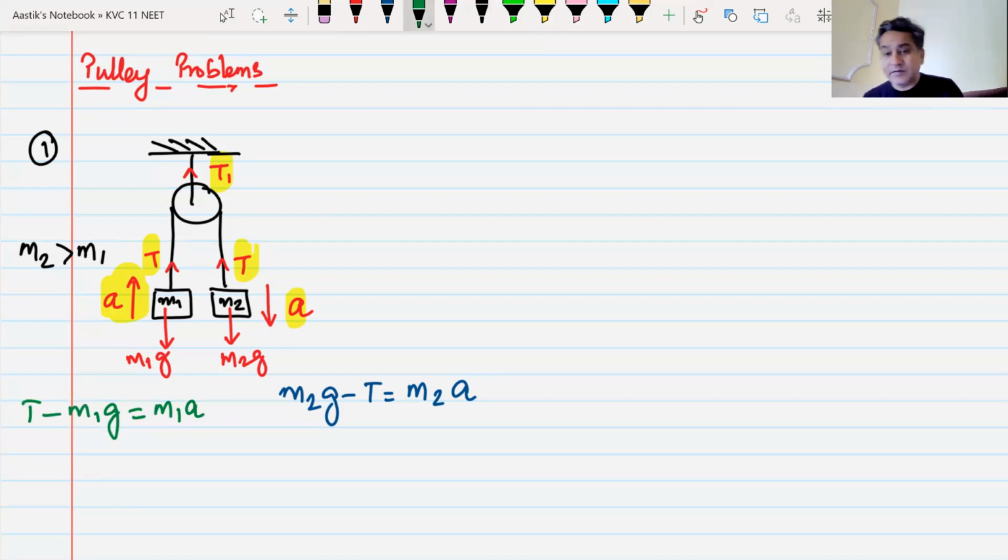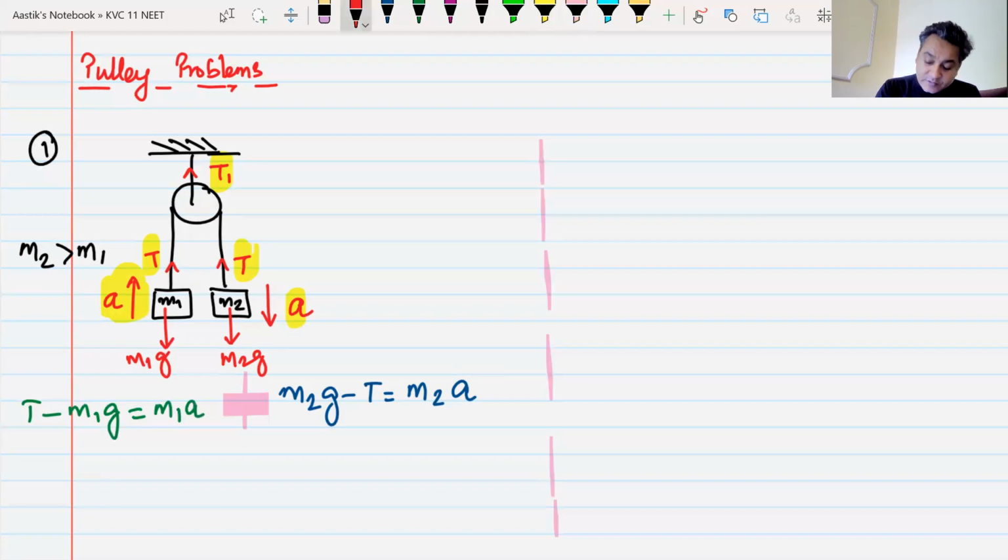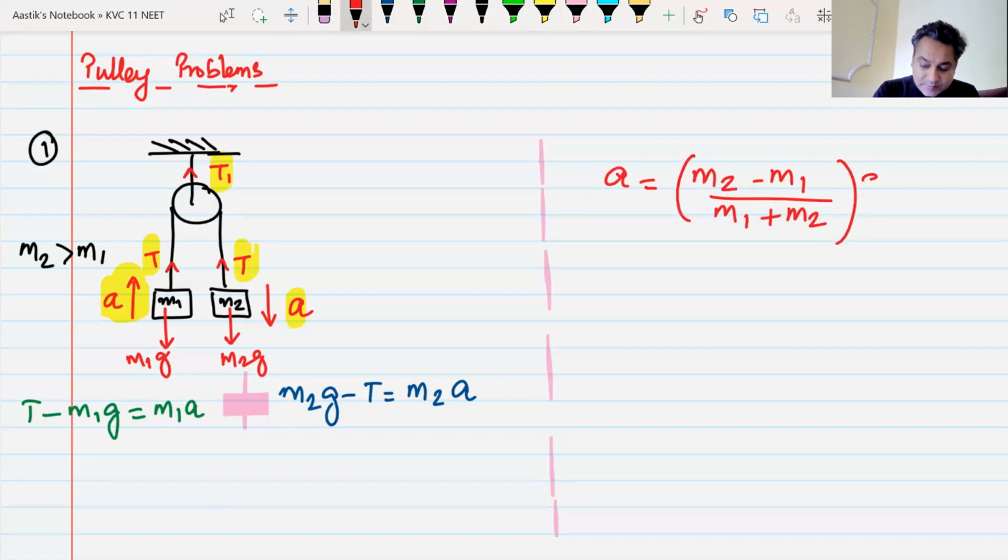Do we understand this, everyone? Now, from these two equations, if you add them, you will get the value of A. So the acceleration that you are going to get will be equal to M2 minus M1 divided by M1 plus M2, multiplied by G.